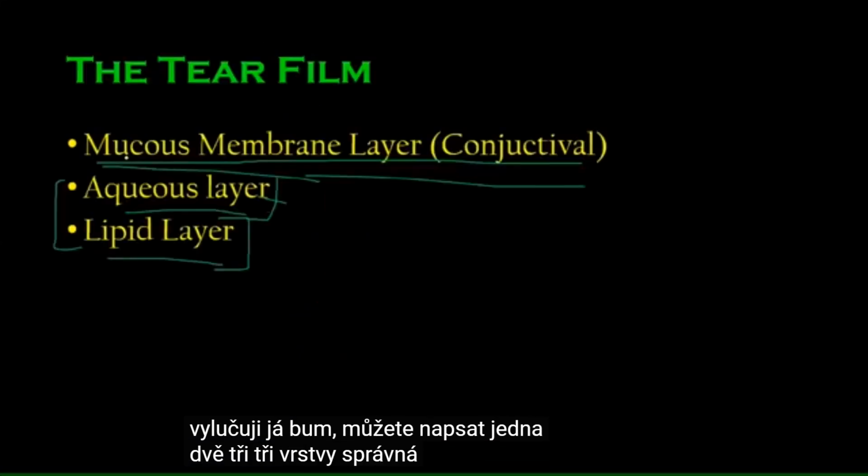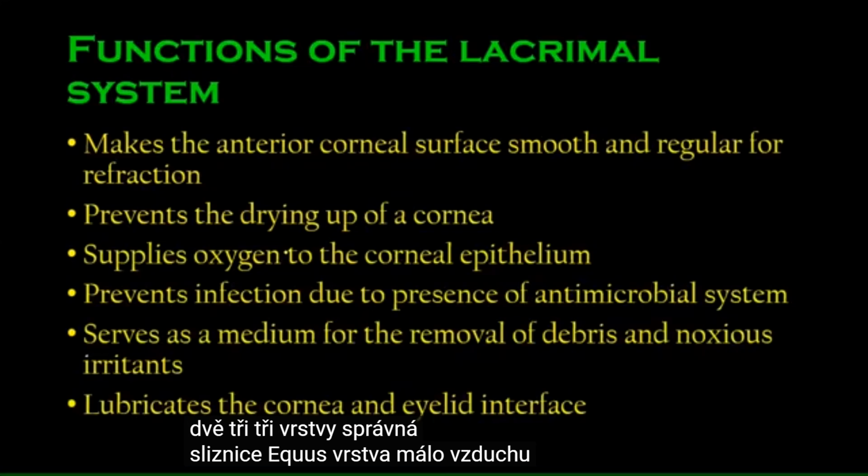So that's it, right? The tear film is composed of three parts: the mucus layer, right? The mucous membrane layer, which is actually a part of the outermost part of the cornea. Then we have the watery layer secreted by the lacrimal gland. Then we have the lipid layer, which is secreted by the meibomian gland, right? 1, 2, 3 layers, right? Mucous membrane, aqueous layer, lipid layer, easy.